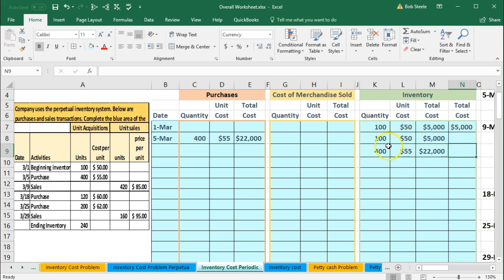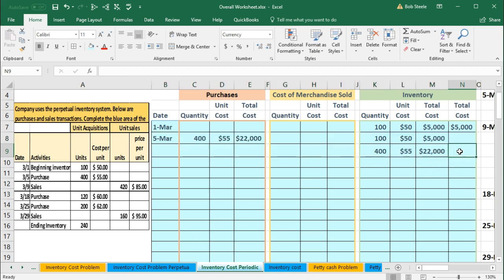Now we're saying that we have these 2 columns and they're all in this date line. So that's the point of bringing that first column down. Under this date line, we have ending inventory consisting of 100 units at $50 or $5,000 worth of inventory, and 400 units at $55 or $22,000 worth of inventory.